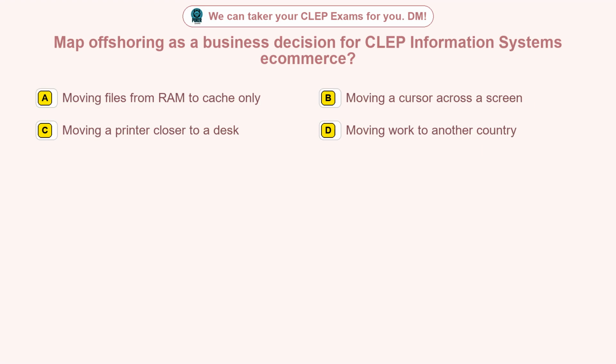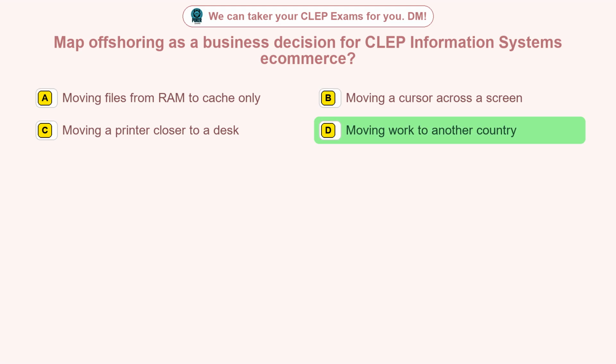Question 97. Map offshoring as a business decision for CLEP Information Systems Ecommerce. Option A. Moving files from RAM to cache only. Option B. Moving a cursor across a screen. Option C. Moving a printer closer to a desk. Option D. Moving work to another country. The correct answer is option D.